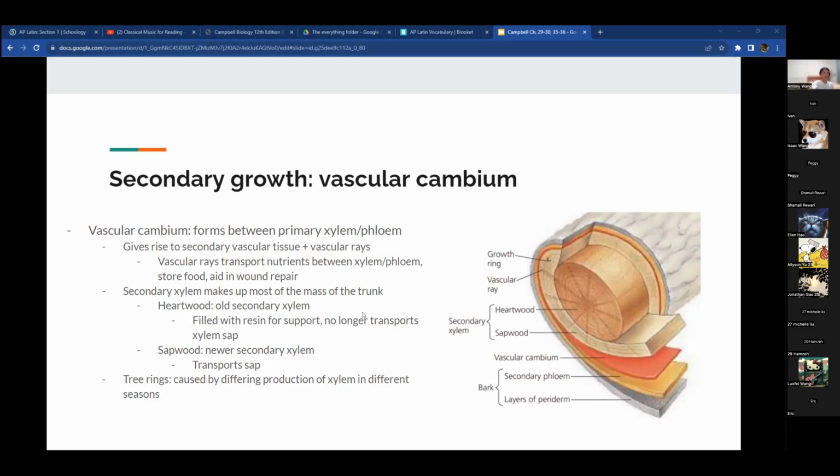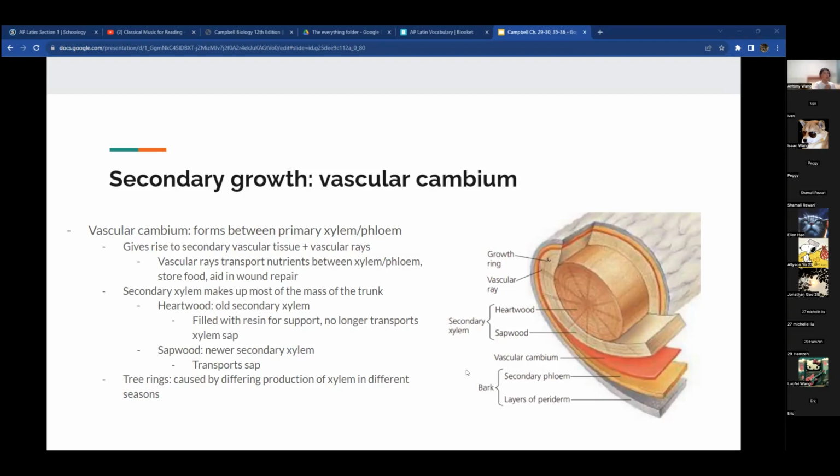So this provides the structural support for the actual trunk itself. You have heartwood, which is old secondary xylem. This is the internal-most layer, and it's filled with resin. This is xylem that's no longer used for anything except for support, right?